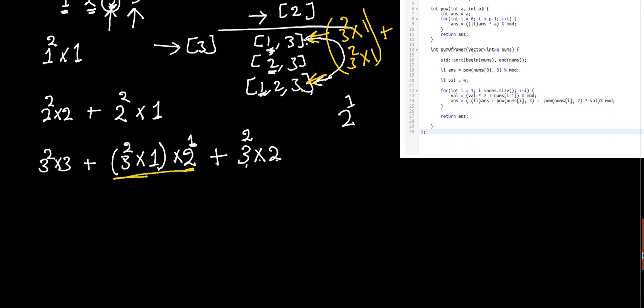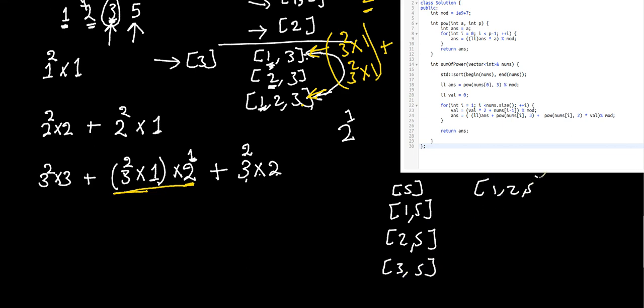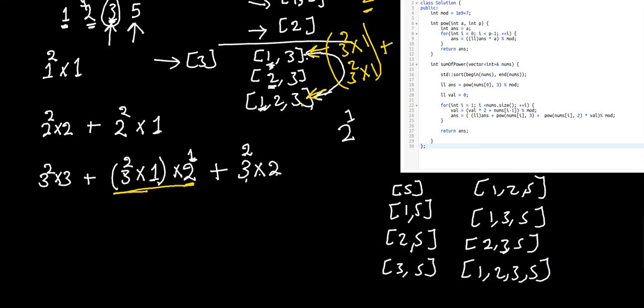one, the groups that have maximum 5 are 5, 1, 5, then 2, 5, 3, 5, 1, 2, 5, 1, 3, 5, 2, 3, 5, 1, 2, 3, 5. Now for this one the power is 5 square multiplied by 5, plus.